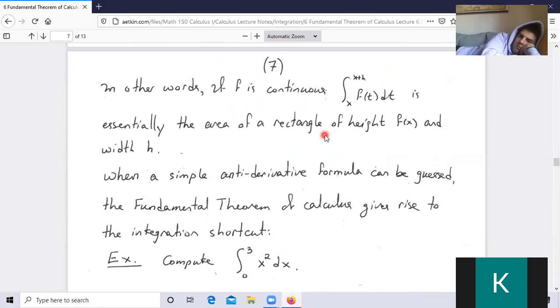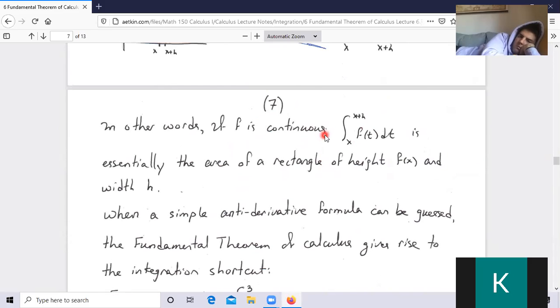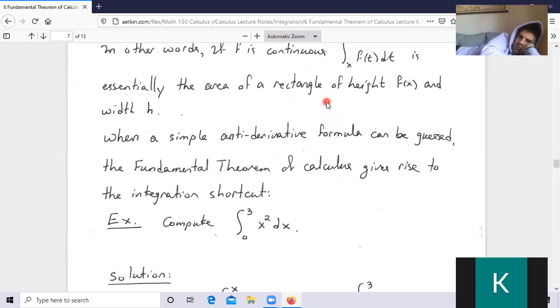Okay, so now let's try to see how that applies to the shortcut. Are you with me? Guys, are you with me? Here I'm trying to explain to you what's the shortcut.